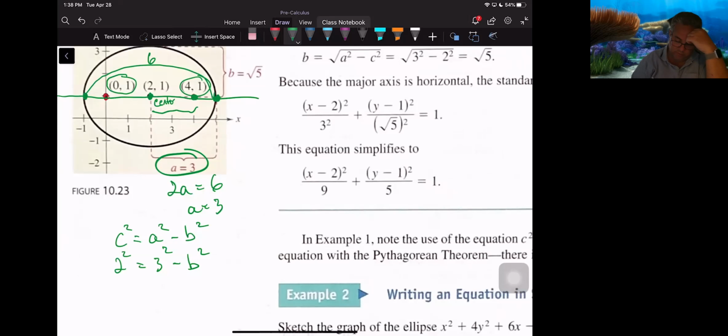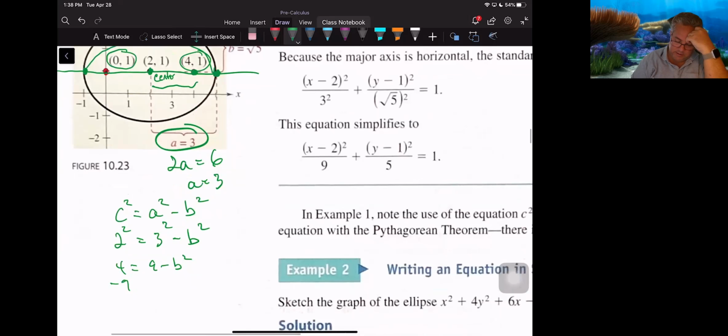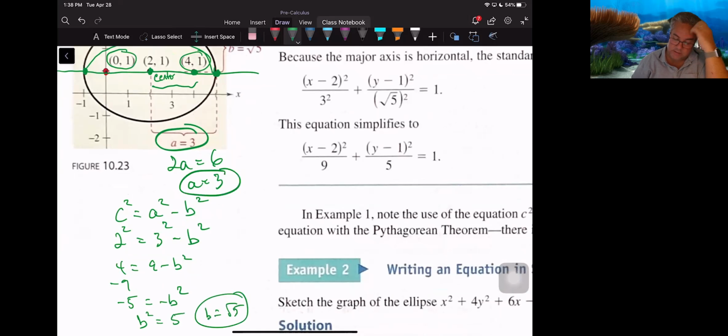We got 4 equals 9 minus b squared. Subtract 9, we get -5 is equal to negative b squared, or basically b squared is equal to 5, or b equals square root of 5. Okay, so now we know what a is, 3. We know what b is.